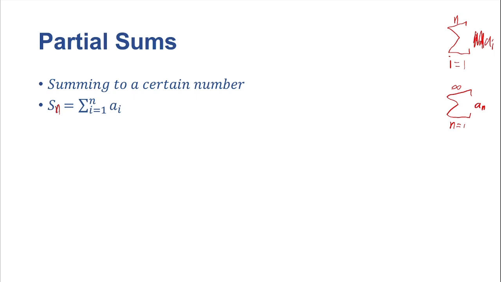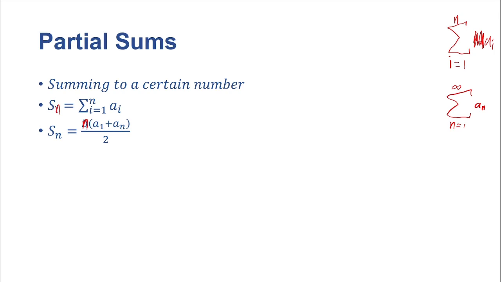So we have some formulas that can tell us the partial sums of an arithmetic series and a geometric series. For an arithmetic series, we have the formula that S sub n is equal to n times (a sub 1 plus a sub n) over 2.